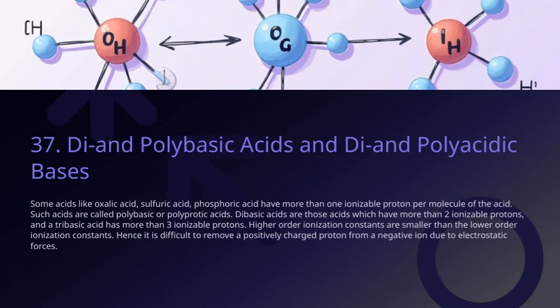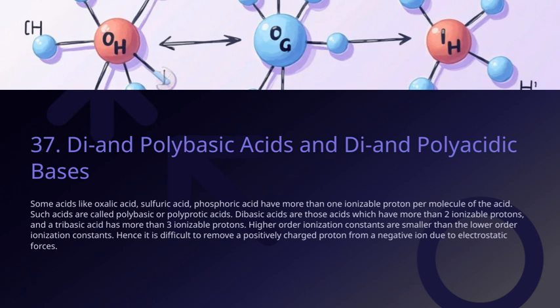Some acids, such as oxalic acid, sulfuric acid, and phosphoric acid, have more than one ionizable proton per molecule. These are known as polybasic or polyprotic acids. The key idea here is that these acids can release multiple protons during ionization. For example, dibasic acids have 2 ionizable protons, while tribasic acids have 3.